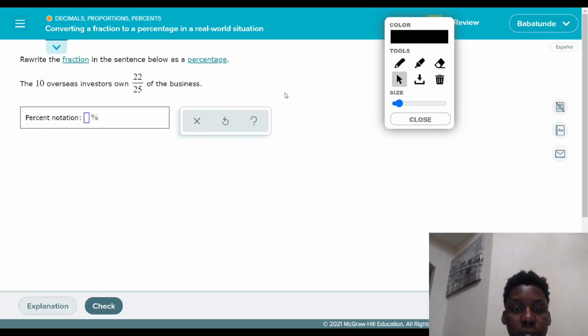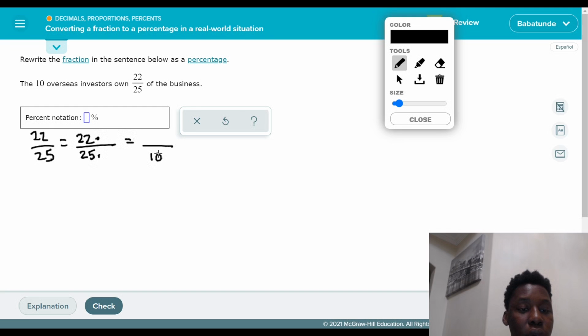Same old: ask yourself, is the bottom already 100? It's not, it's 25. So this is 22 over 25. Now we're going to have to ask ourselves, what number can we multiply the bottom by to give us 100? So this is 22 over 25, times something equals 100.